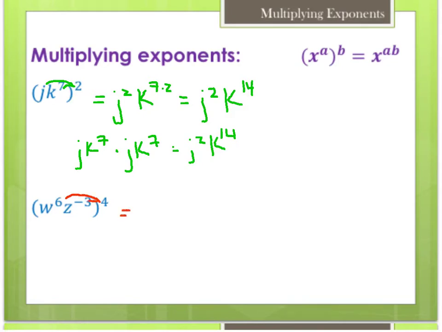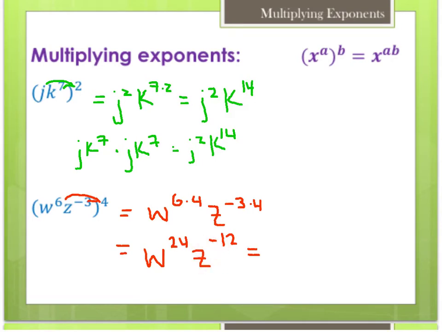All right, now trying the bottom example here, distributing, I'm going to get w to the 6 times 4, remember multiplication, z to the negative 3rd power times 4, simplifying, that's going to be w to the 24th power, z to the negative 12th power. Now remember, we don't like negative exponents, so this guy right here is going to hop down to the bottom, so I'm going to get w to the 24th all over z to the 12th, and then I am done.